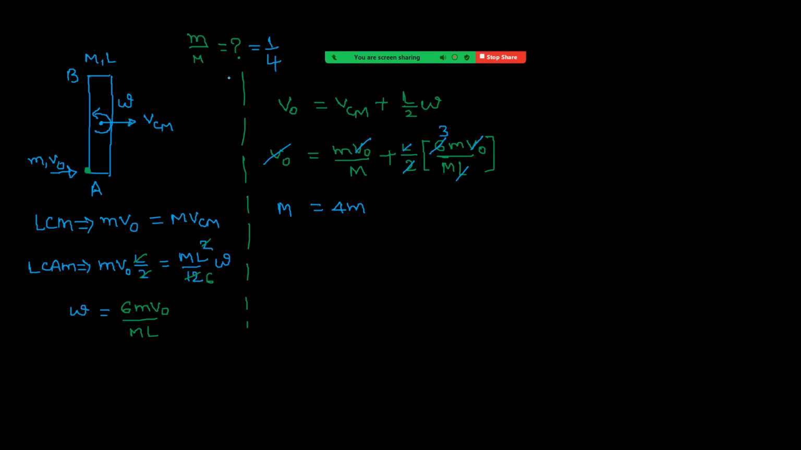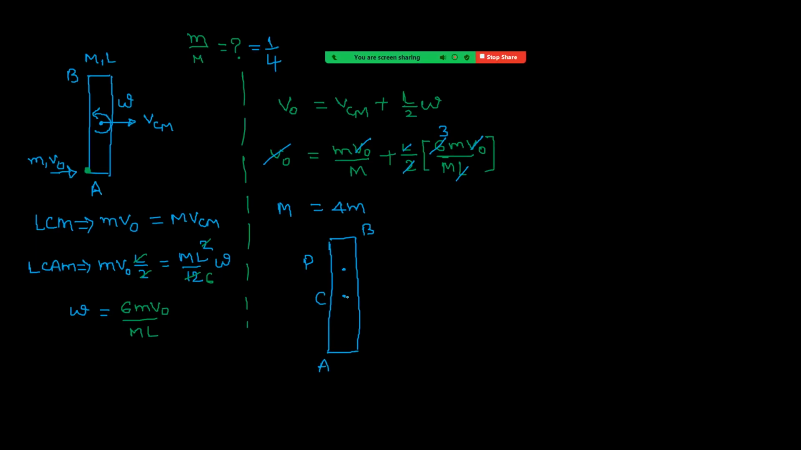Now focus the next one. Point P on the rod is at rest immediately after collision. So first of all, focus here. Where is this point P? This is A, this is center, and you can see that point must be in between B and C. See why it is like that.